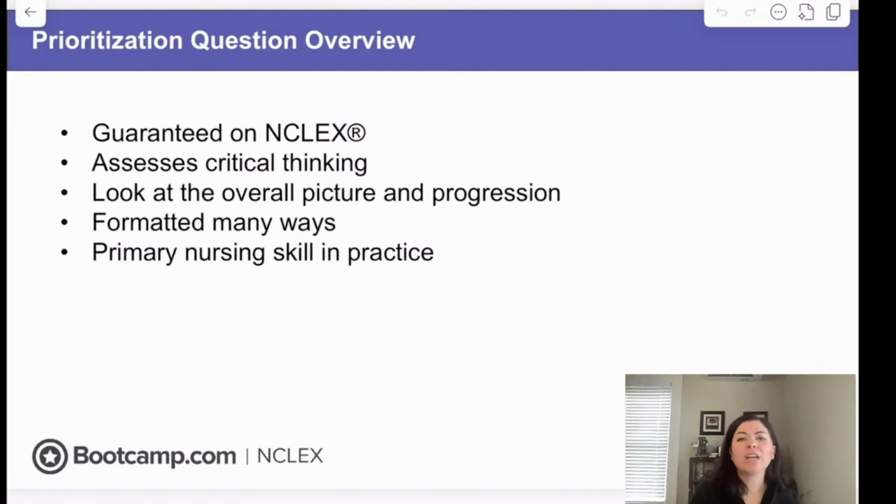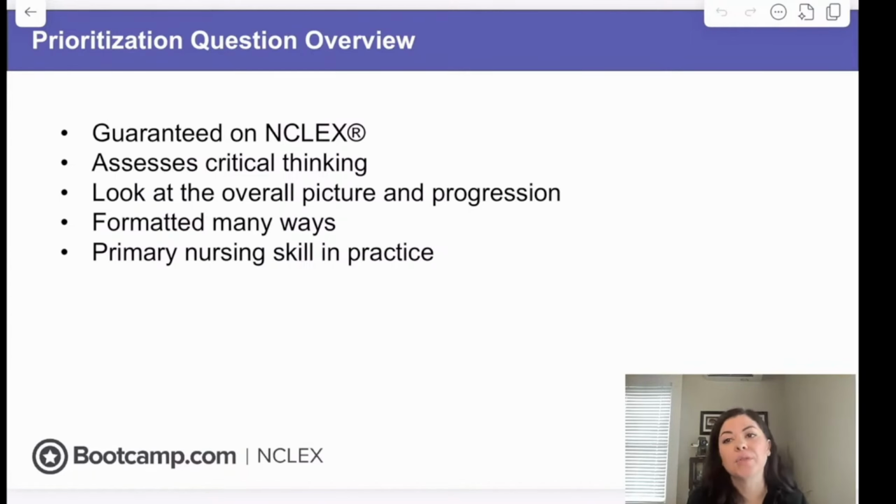The reason that we are talking about prioritization today, and the reason it is such an important topic, is you are guaranteed to see prioritization items on NCLEX. We all know by now that the NCLEX is a safety exam. So one of the best ways they can determine if you are a safe nurse is to assess your critical thinking, and one of the best ways to do that is through prioritization questions. Because prioritization questions typically don't just look at one client or one clinical condition. Instead, they are asking you to look at the overall picture and progression that you expect for sometimes 4 clients. So they can be much more challenging than other items. But once again, hopefully today we make it a little bit simpler.